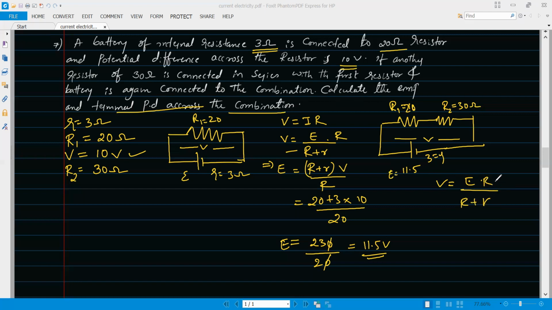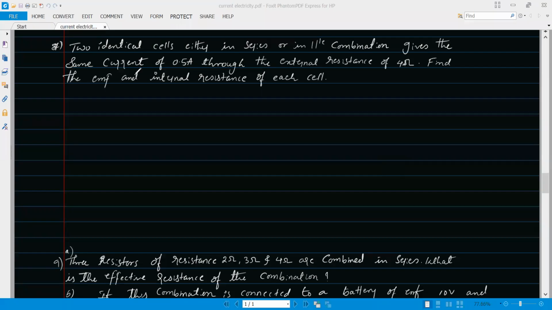But now here, this R is nothing but the whole combination put together, so let us write it as RS, no confusion. RS is 20 plus 30, therefore this is going to be 50 divided by 50 plus 3. If we calculate this, you will get the answer nearly about 10.84 volt. This is the potential difference across this combination.